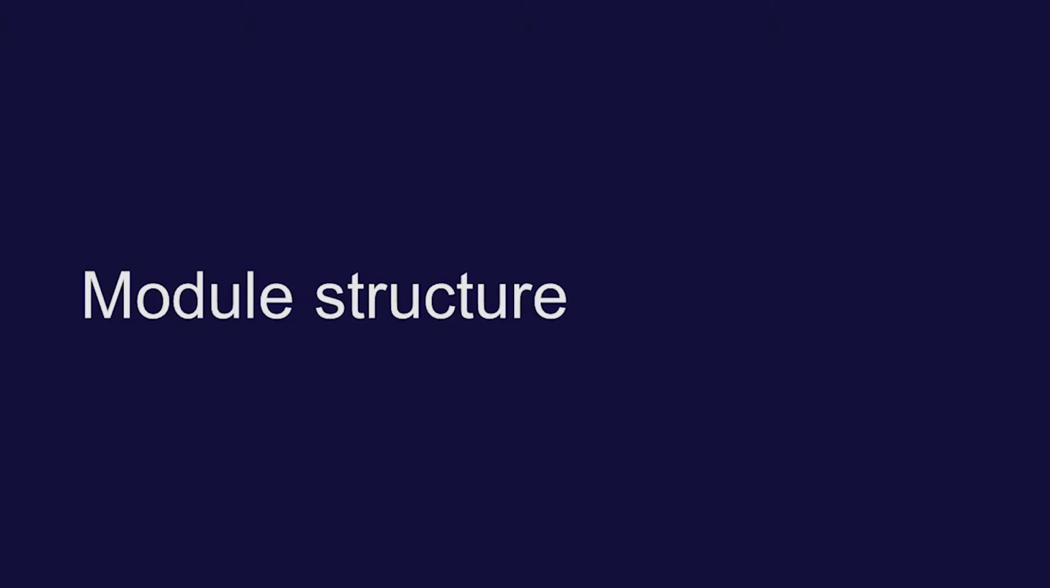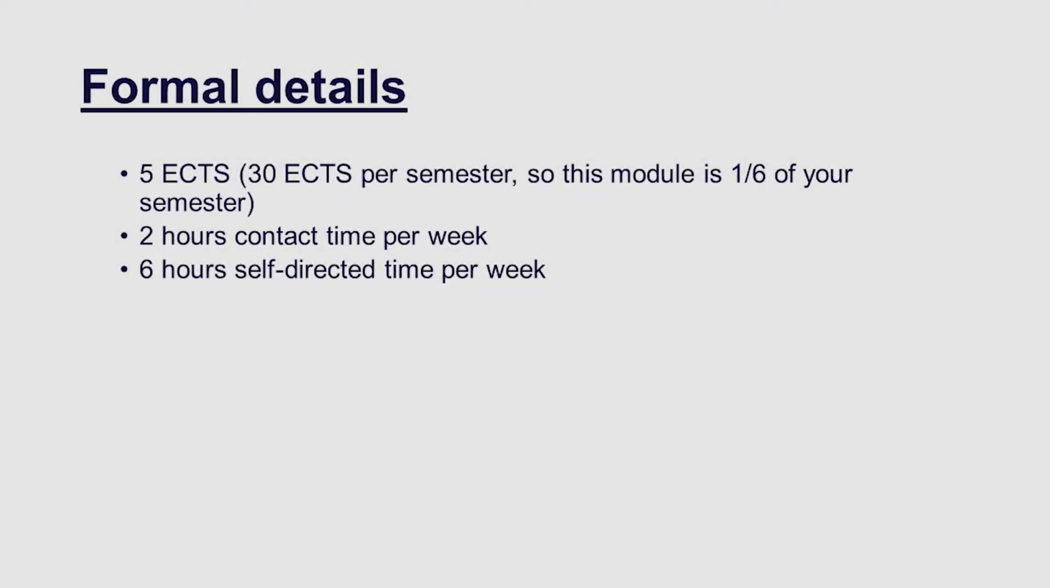So to go through the module structure. This module is 5 credits, similar to game design, or pretty much all your modules this semester actually are 5 credits. So this, production, game design, programming, digital storytelling, and there's something else I'm forgetting, I think it's ethics. Then you've got 2 hours contact time with me and 6 hours self-directed time per week. So basically 1/6 of the time you're working on college stuff, you should be working on this module.